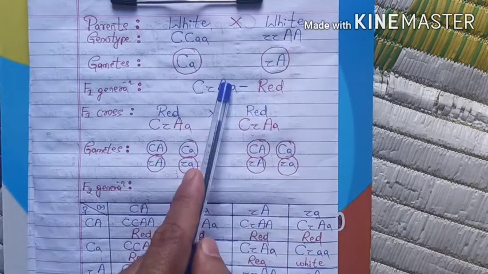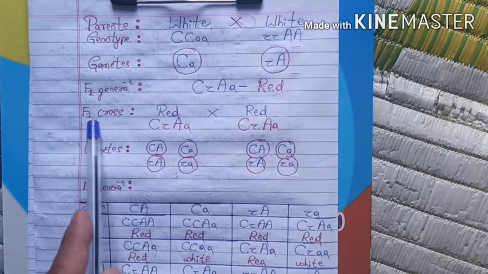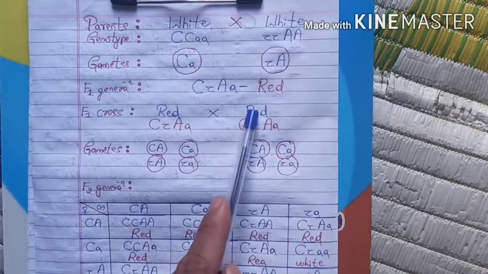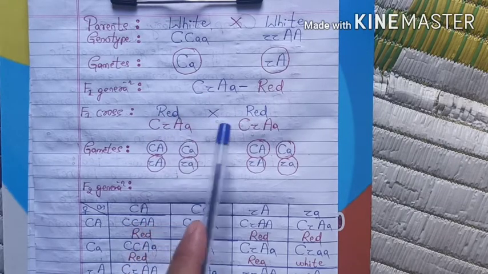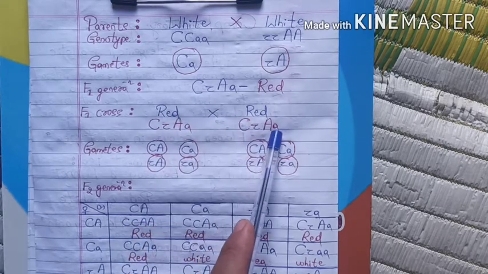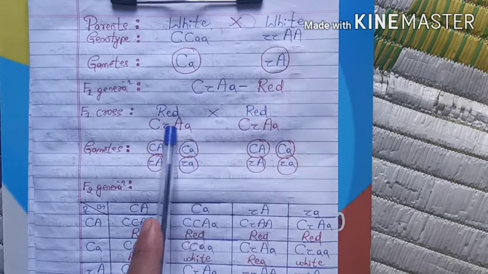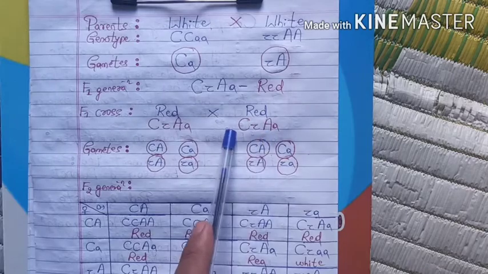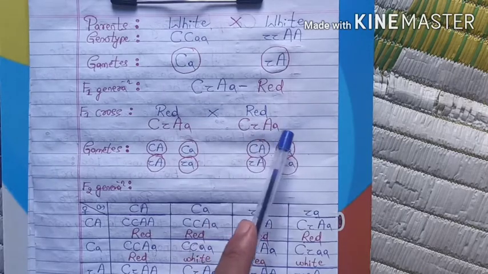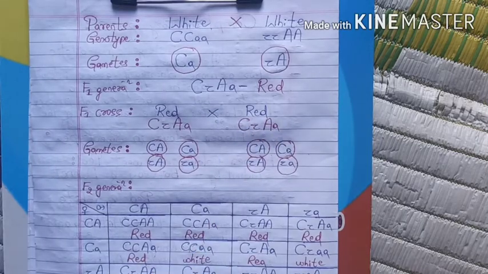Remember this. Okay. Now if you intercross the F1 generation, that is red into red, taking the same genotype capital C, small c, capital A, small a, here also capital C, small c, capital A, small a. As we know that there are two heterozygous conditions, 4 gametes are produced. Here also heterozygous conditions are 2, hence 4 gametes are produced.